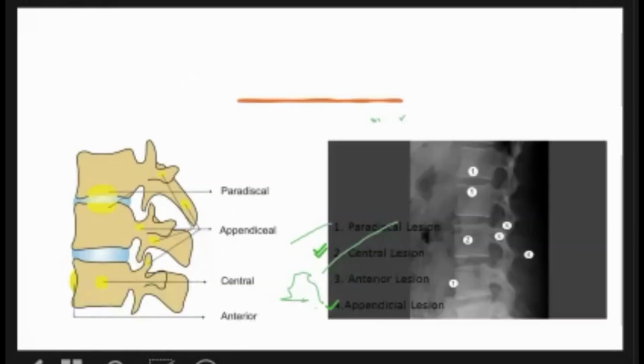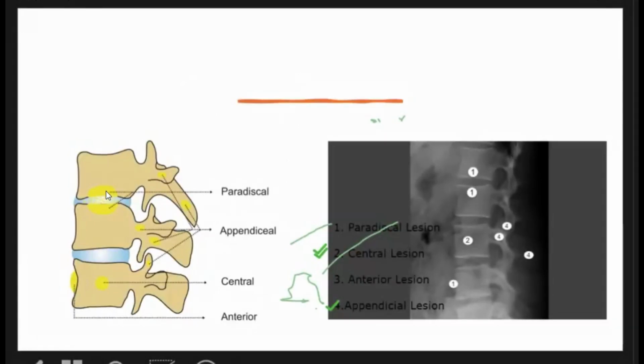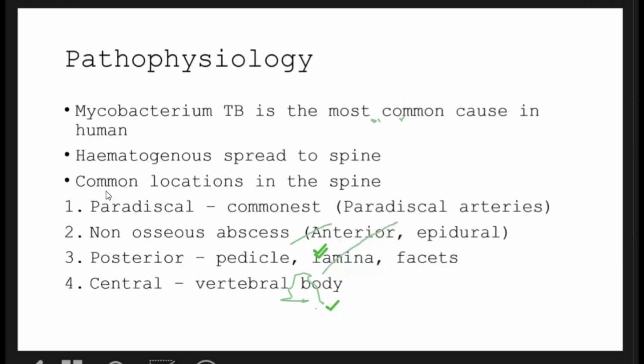I'll show you now the diagrammatic distribution. This is where the paradiscal space lies, if you are able to see it. The disc is devoid of blood supply. This is very important when we come to excluding other causes of pathology in the spine. Next, you can have non-osseous abscesses, which could be anterior, tracking down along the anterior longitudinal ligament. I hope we recollect our anatomy.